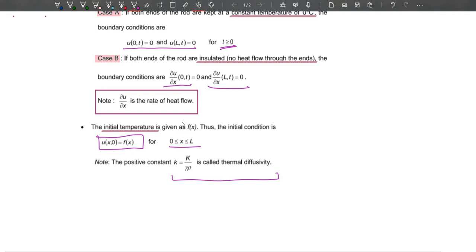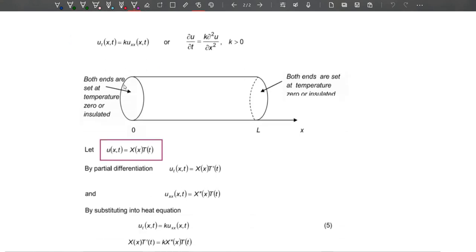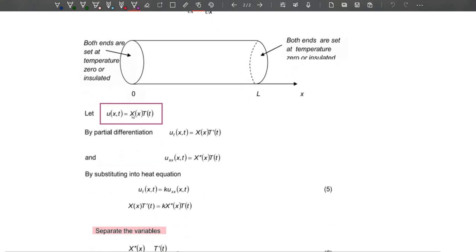And next, the solution of the heat equation. We have this equation for the heat equation, where for both cases both ends are set at temperature 0 or insulated. The same approach applies here. Let u(x,t) = X(x)T(t). That means the function of direction times the function of time, and that will be the temperature.